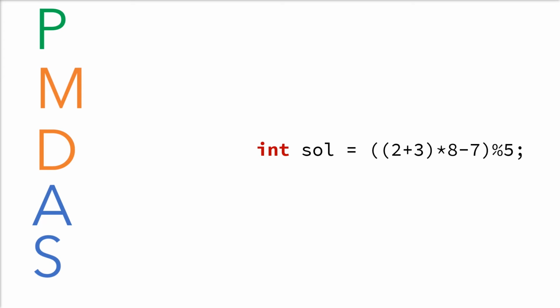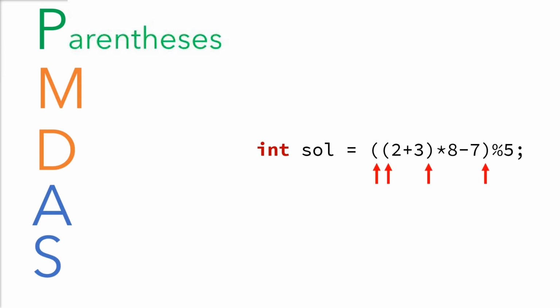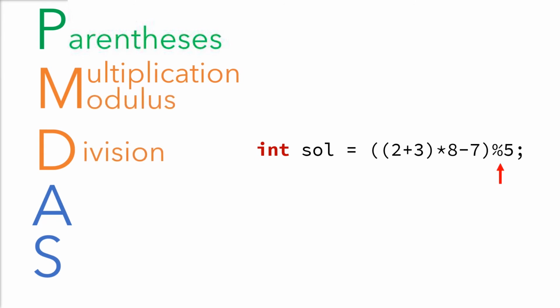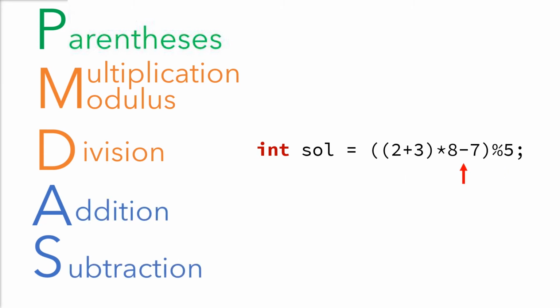The operation within parentheses is always completed first. Multiplication, division, and modulus follow. Since these operators have the same precedence, we evaluate them from left to right if there's more than one. Lastly, addition and subtraction are considered last. Again, be sure to go from left to right if there are multiple operators on the same level.